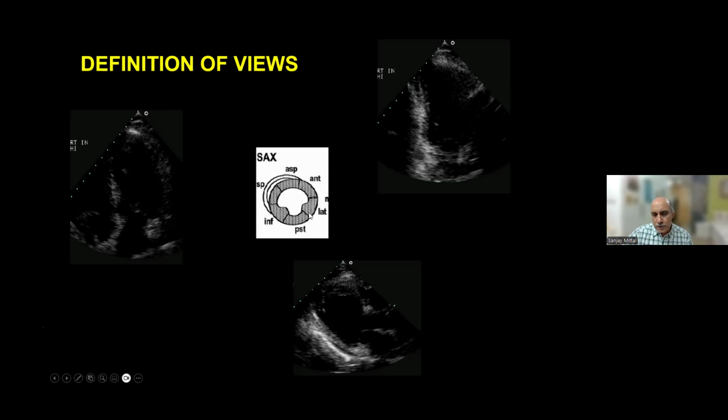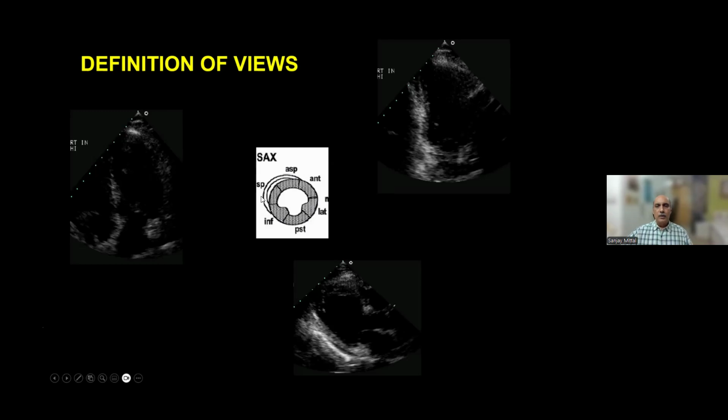The lateral portion would be the lateral wall, furthermore the posterior wall, furthermore the inferior wall, and this portion would be the septum, which is the posterior component of the septum, and that is why we just call it septum. And I'll tell you why we don't call it posterior septum, we just call it septum.